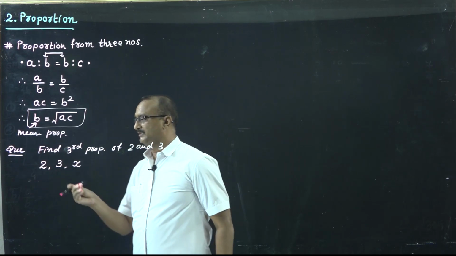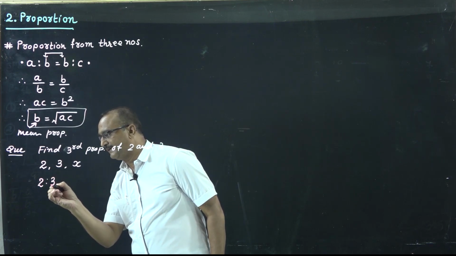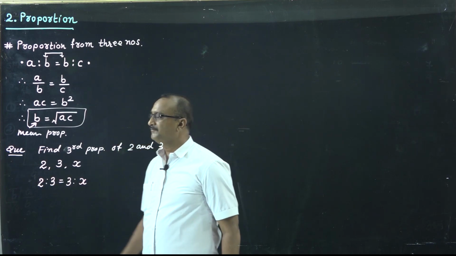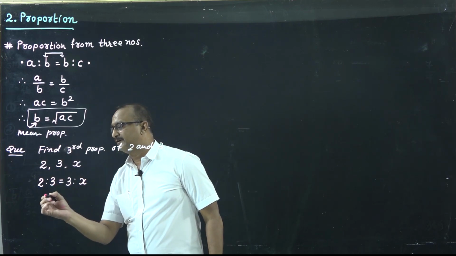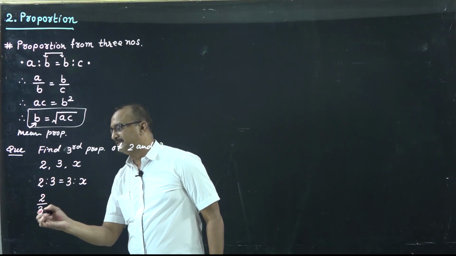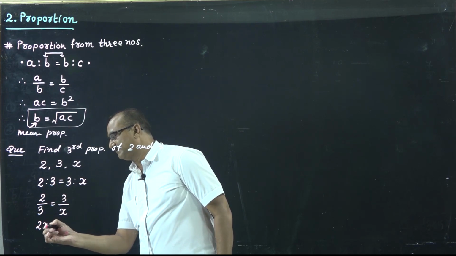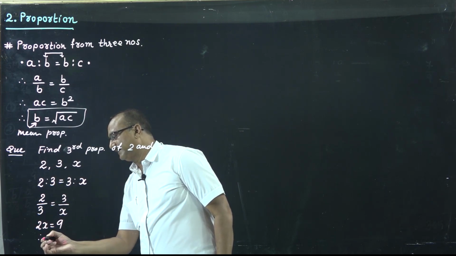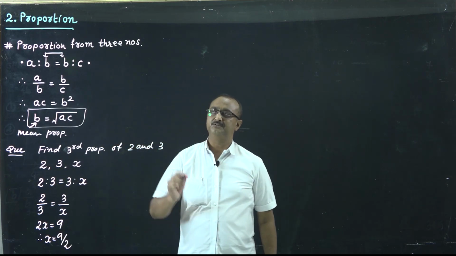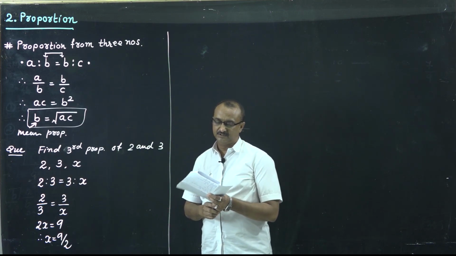Third proportional, we have to find the third proportional, so we can write 2 is to 3 is equal to 3 is to x. Okay. So again, what is our formula? So 2 upon 3 is equal to 3 upon x. Therefore 2x is equal to 9 and x is equal to what? 9 by 2. So it is a question of proportion from three numbers.